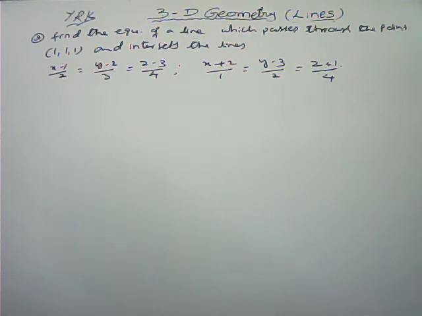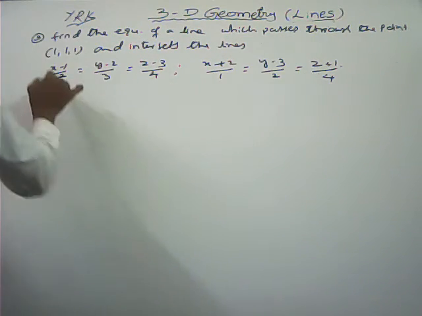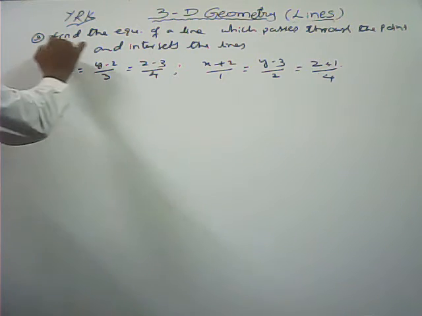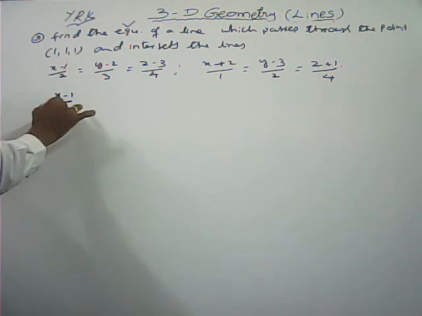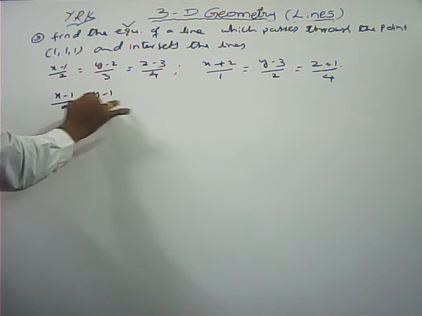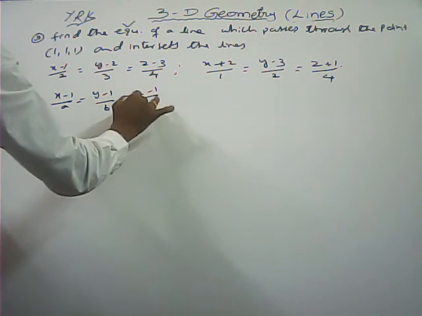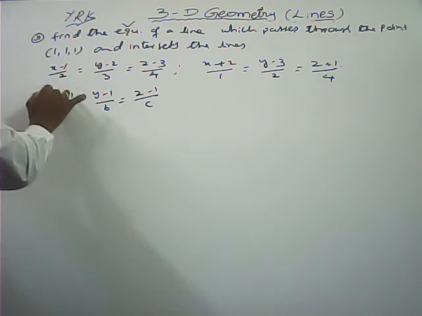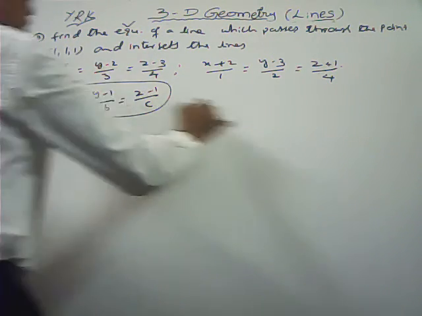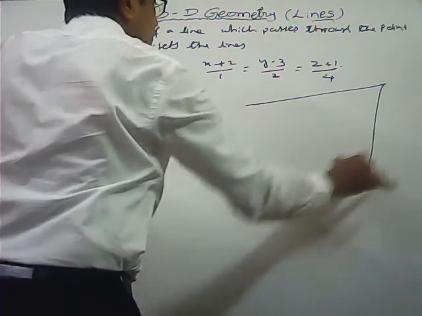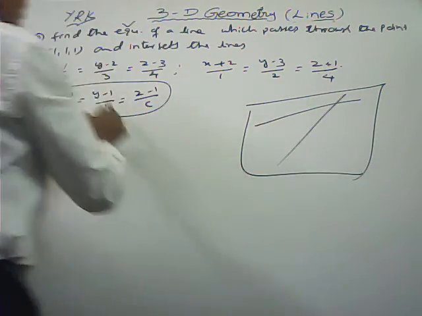Now the ds of the required line I am taking as a, b, c. Then what about the equation of the required line? x minus x1 by a is equal to y minus y1 by b is equal to z minus z1 by c. This is the equation of the required line. And this line intersects the other line.